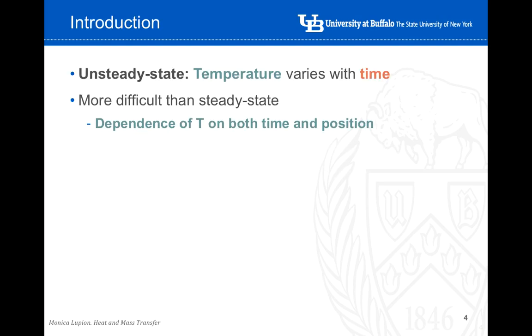So what's unsteady state? It's the case that we have a dependence with time of the temperature. So the temperature not only depends on or changes due to the position, but in this case also due to time. In general, these unsteady state systems are more difficult to solve than steady state systems, because we don't only have to solve the dependence with position, but also with time.